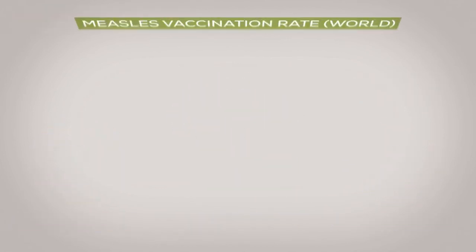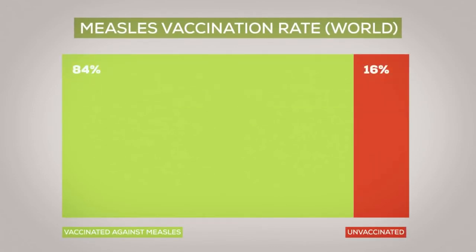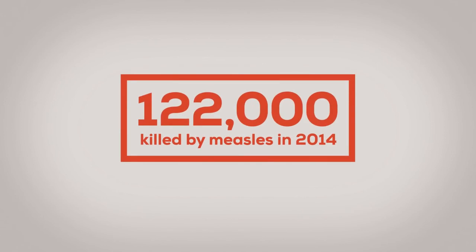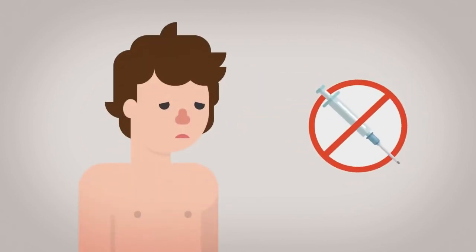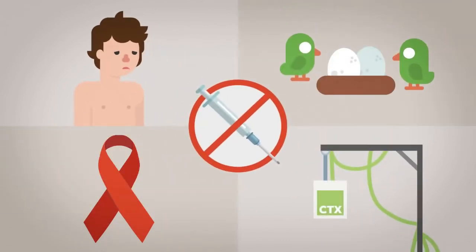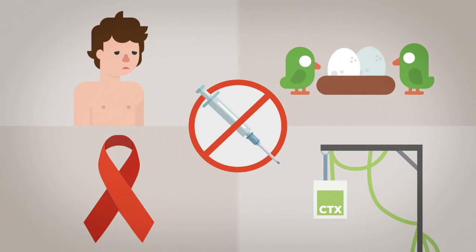Measles is no joke. Although 84% of all humans are vaccinated against measles, 122,000 people died because of the infection in 2014. Some people cannot get vaccinations, either because they're too young, because of chemotherapy or HIV, or because they're allergic to the vaccine. They need the rest of us to stop the disease for them.